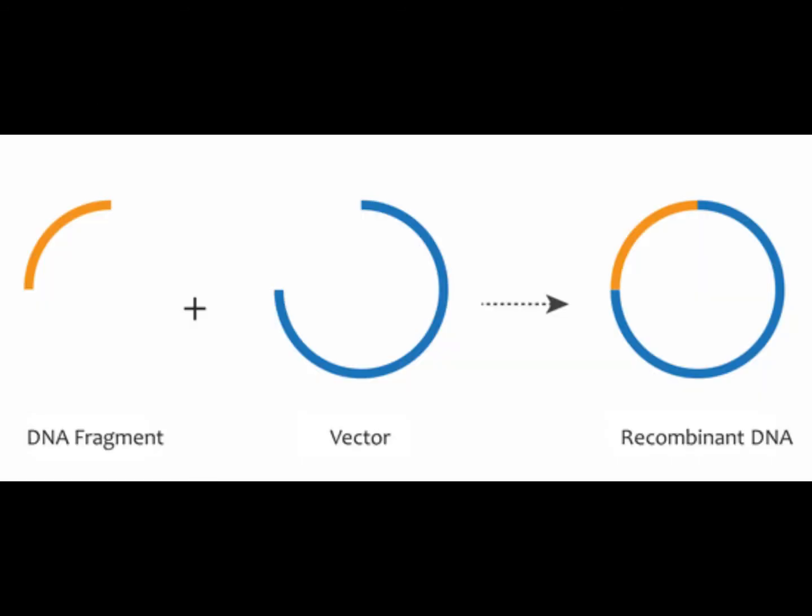When we link the vector to the foreign DNA in a transferable form into the host cell, that DNA is called recombinant DNA. So we can say that the vector DNA with the foreign DNA is called recombinant DNA.